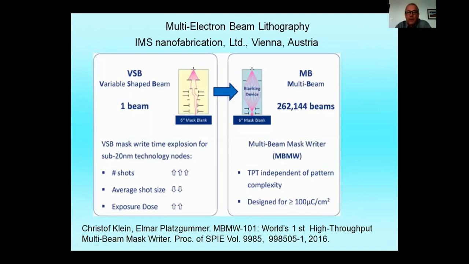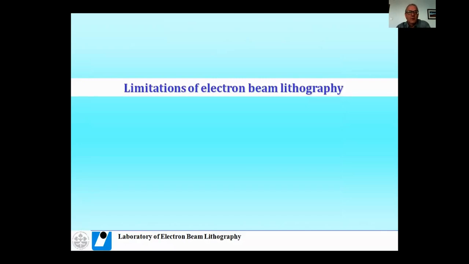Using this multi-beam system, there are only one or two companies who develop such systems. One of them is IMS Nanofabrication in Vienna, in Austria. They announced the first high throughput multi-beam mask writer in 2016, which reached nearly 300,000 beams. So such systems were involved in production and can be used for some applications in addition to extreme UV lithography. With this, I can finish these remarks on production, because I am from research, so I have more information on the situation in research.